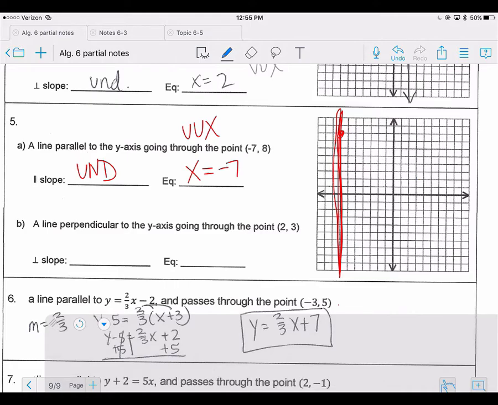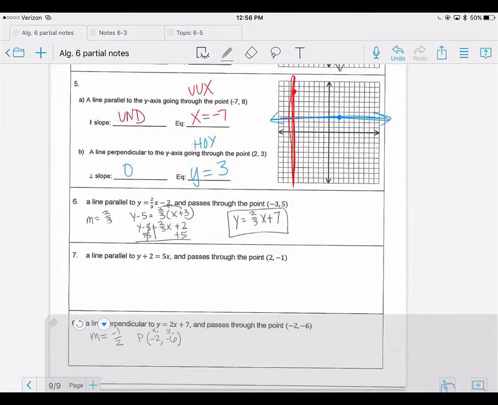B wants something perpendicular going through 2, 3. They want it perpendicular to the y-axis, meaning it makes a T with the y-axis. So it has to go through the y-axis, meaning it will be a HOI. The slope of a HOI is 0, and the equation is y equals my y point of 3. So again, the best thing you can do is plot the point, draw what they're asking for, and then figure out, did I draw a VUX or a HOI, to answer the rest of your questions.